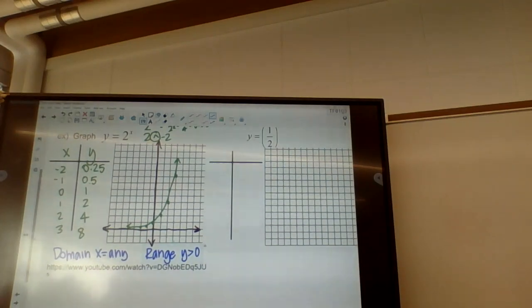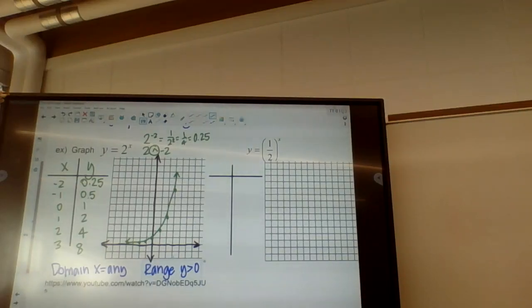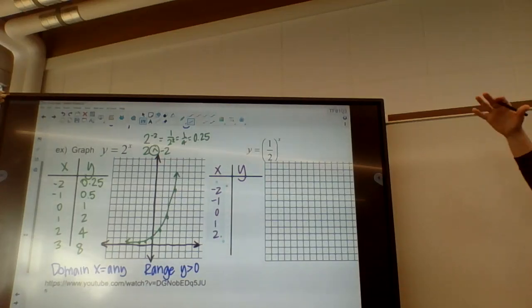So our next one's a little bit trickier, and again, I would really suggest grabbing a calculator and practicing this with us, if you haven't already. So we have our x and our y, and again, I'm going to use those same x's: -2, -1, 0, 1, 2. And sometimes I leave a little bit of space in case I need to go smaller or bigger.